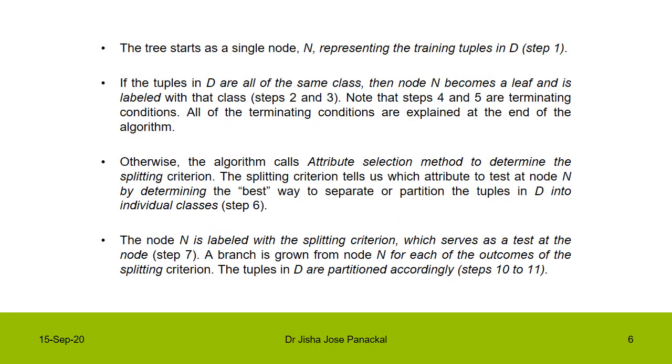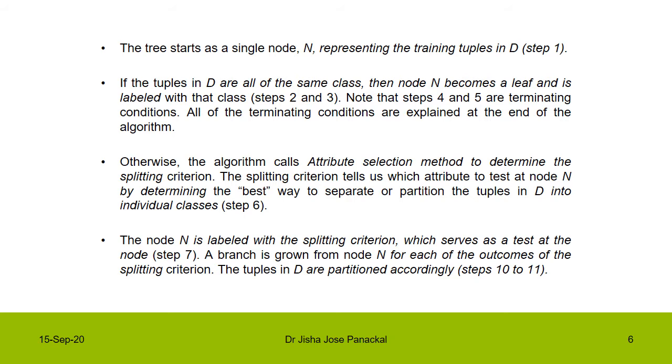The tree starts as a single node n representing the training tuples in D. That is the first step of the algorithm. If the tuples in D are all of the same class, then node n becomes a leaf and is labeled with that class. So if all belong to the same class, then there is no need of splitting it again. So we will represent the leaf with the class label. Note that steps 4 and 5 are terminating conditions. All of the terminating conditions are explained at the end of the algorithm.